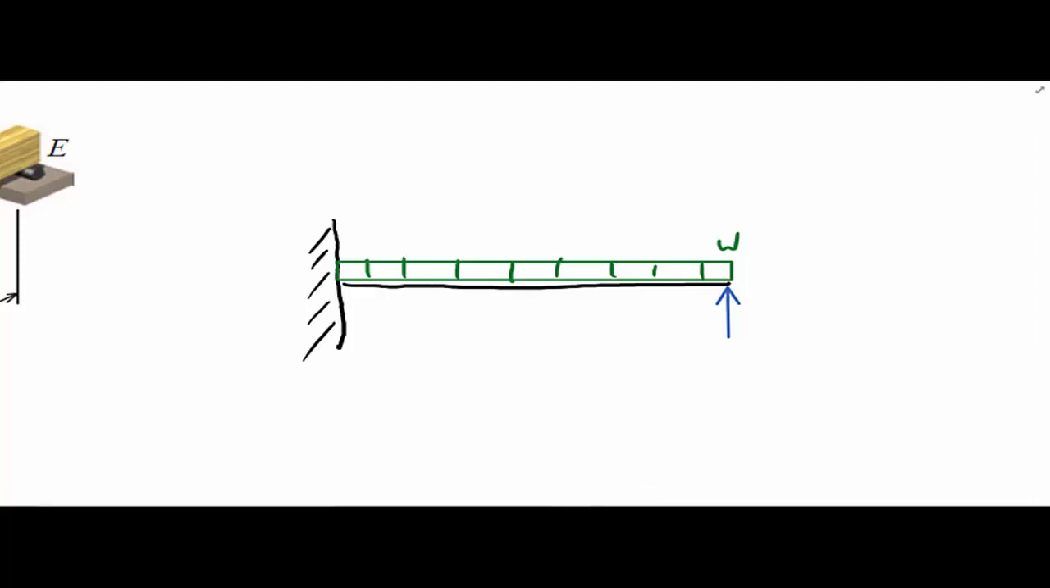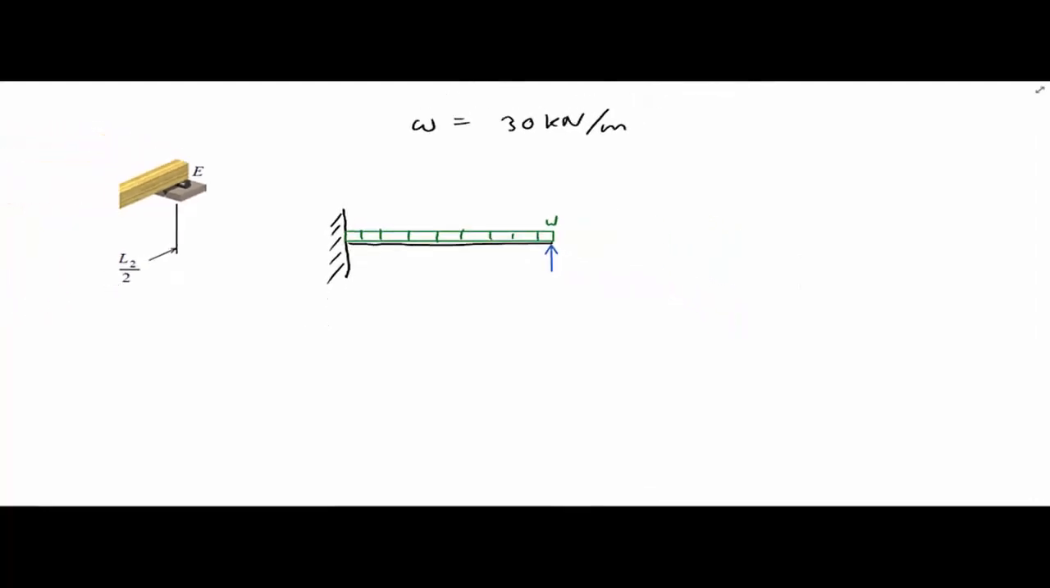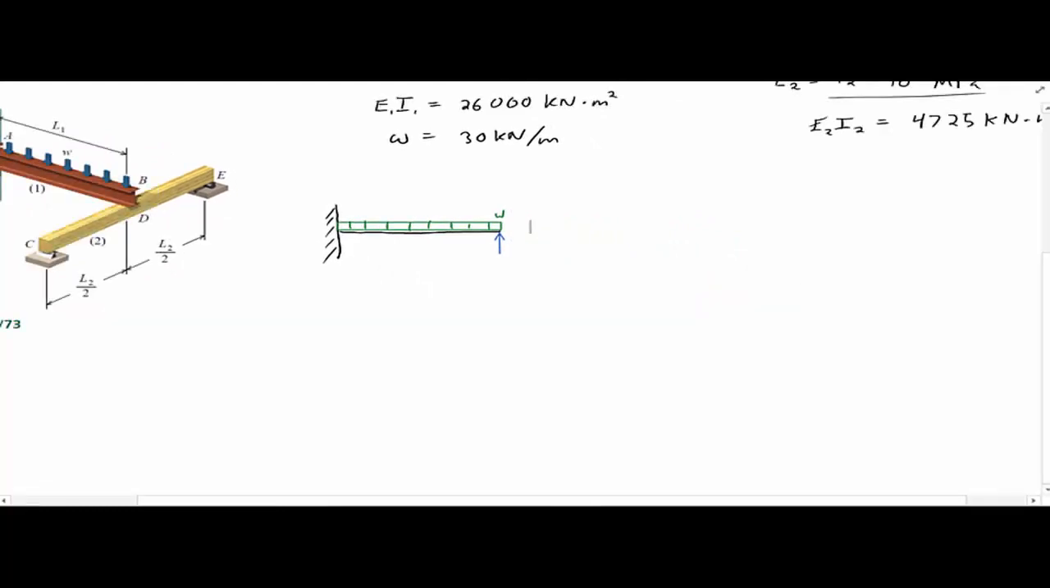In our formulas, we'll use the superposition method, and we're going to break this up into two separate beams. So we'll have the distributed load on the cantilever, and then we'll do the point load. Each one of these has a formula for it.